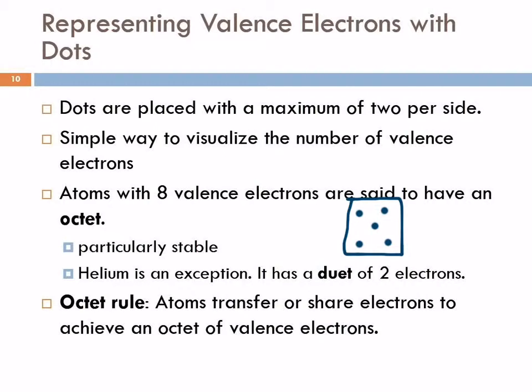Yes? So the lithium ion would be happy with 2 as well? Yeah, the lithium ion will be happy with 2 as well, because lithium has 1 valence electron. If it loses that, then it has the same electron configuration as helium.